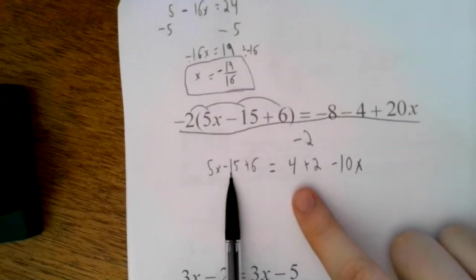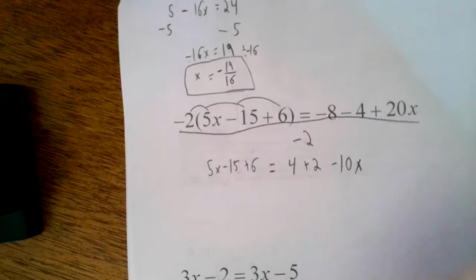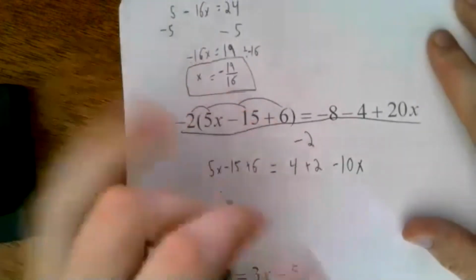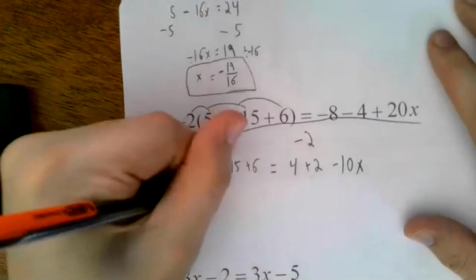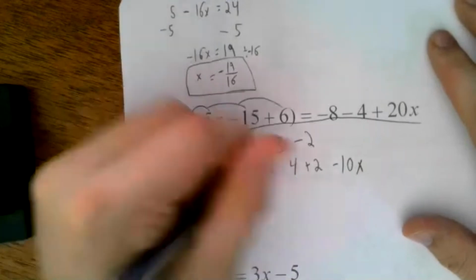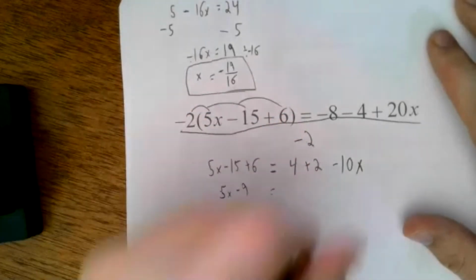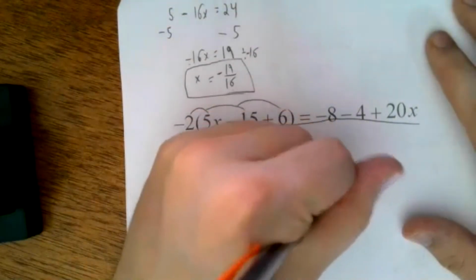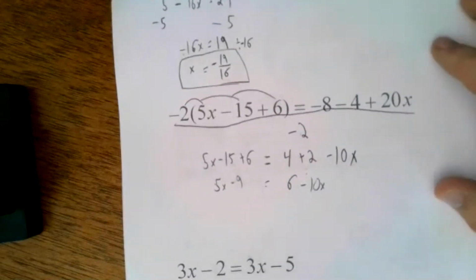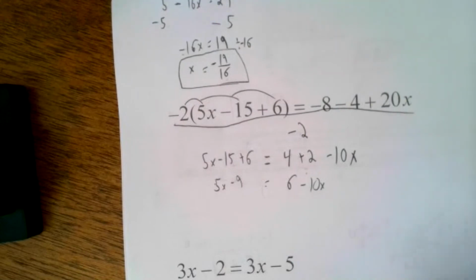Okay, so now I can combine my constants, right? So let's combine these two on the left side and combine the two on the right side. So I get 5x minus 9 on the left. And we get 4 plus 2 on the right, which is 6 minus 10x. Okay, so I have my left pretty much combined, my right pretty much combined.